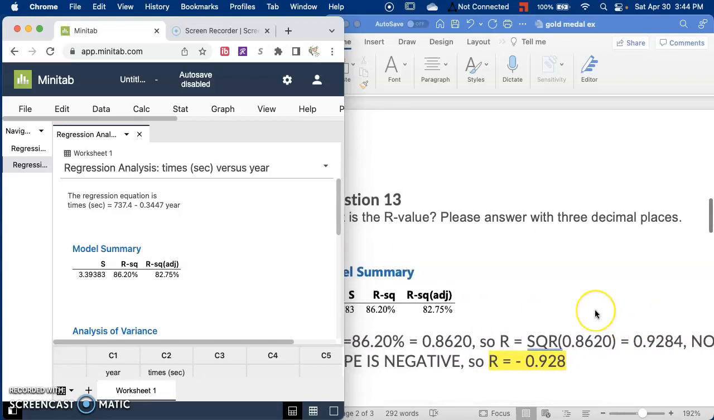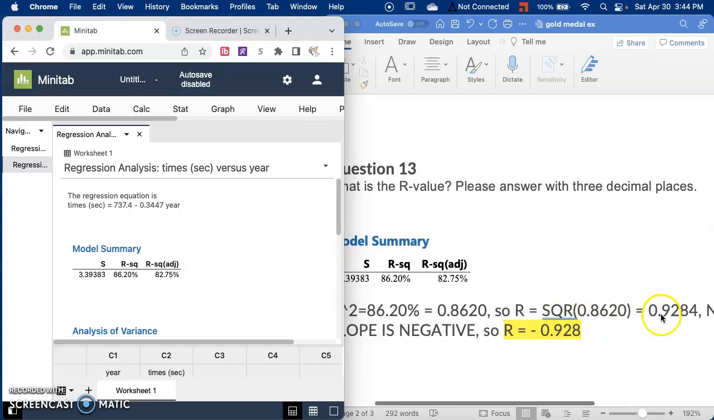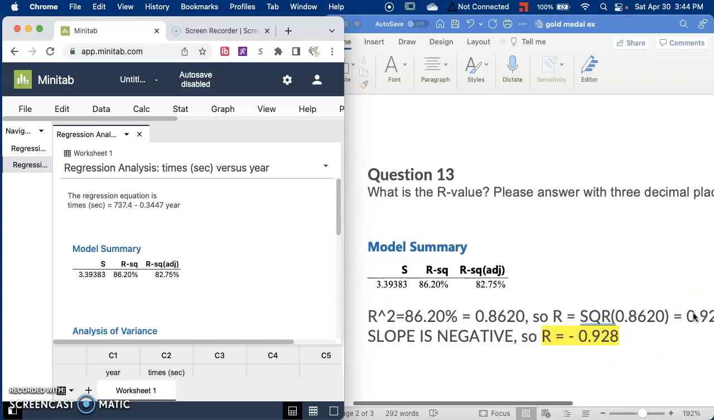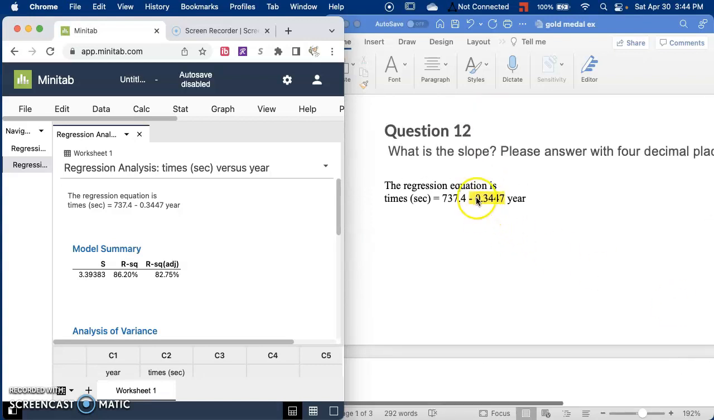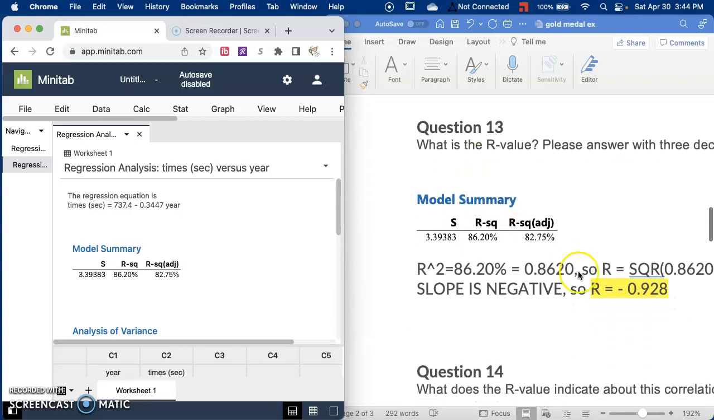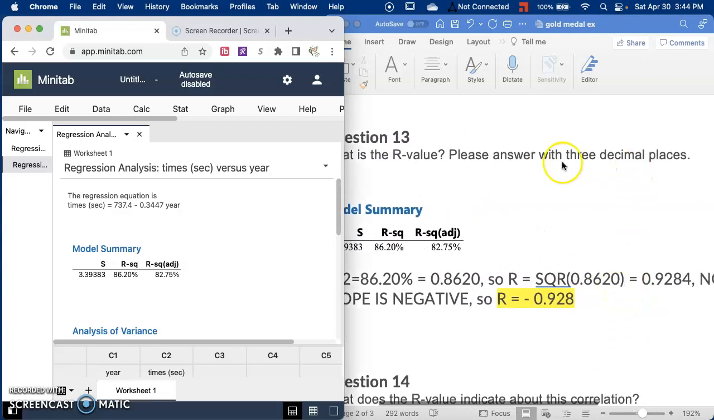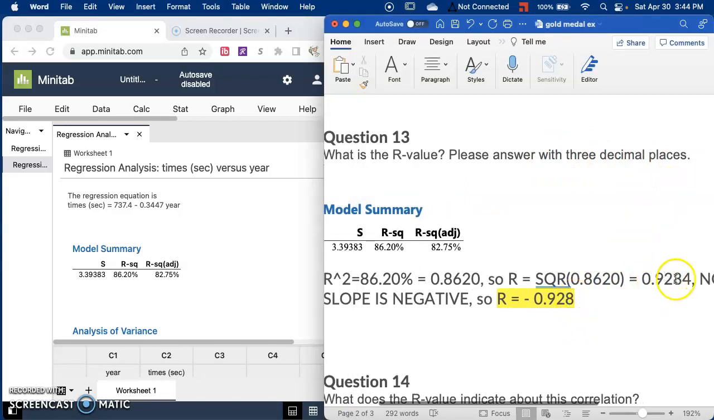Okay, there's something you have to note here. So now we found R is 0.9284, but it always has to take the sign of the slope, and we found the slope up here to be negative, so your R is negative, and it asks us to round to 3 decimal places. So we got 0.9284, but since the slope's negative, that's negative, and since it asks us to round to 3 decimal places, it's negative 0.928.